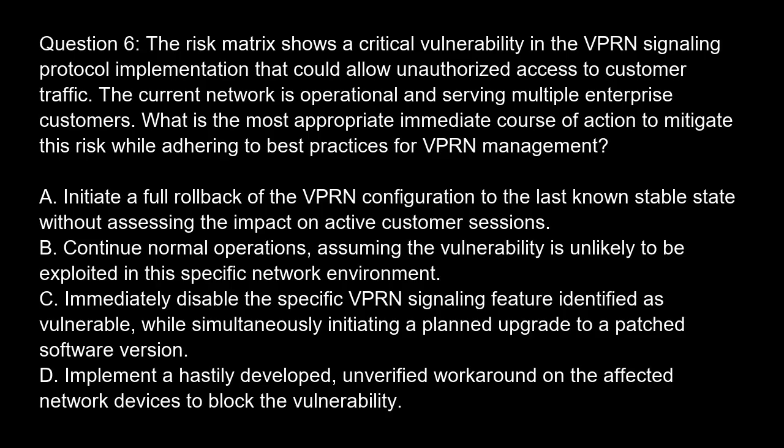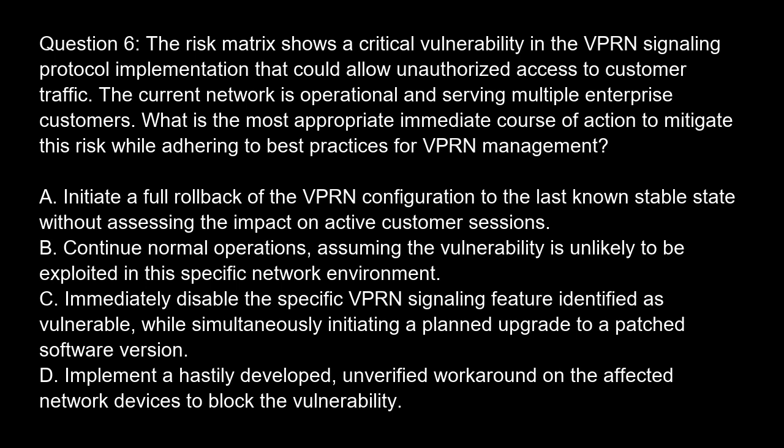Question 6. The risk matrix shows a critical vulnerability in the VPRN signaling protocol implementation that could allow unauthorized access to customer traffic. The current network is operational and serving multiple enterprise customers. What is the most appropriate immediate course of action to mitigate this risk while adhering to best practices for VPRN management? Option A. Initiate a full rollback of the VPRN configuration to the last known stable state without assessing the impact on active customer sessions.